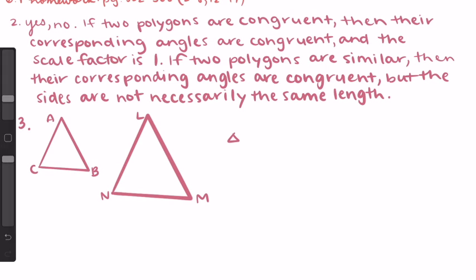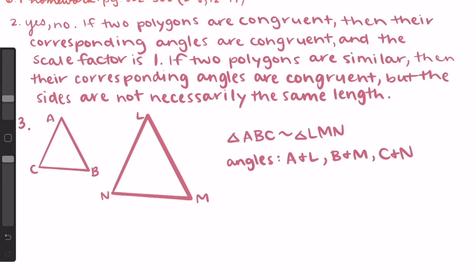Alright, number 3, these are the two similar triangles that were given. So triangle ABC is similar to triangle LMN. And it asks for the congruent angles and then the corresponding sides proportionally. So for the angles, angle A is congruent to angle L, angle B is congruent to angle M, and angle C is congruent to angle N. And you can tell this by the picture or by the order in which they are written.